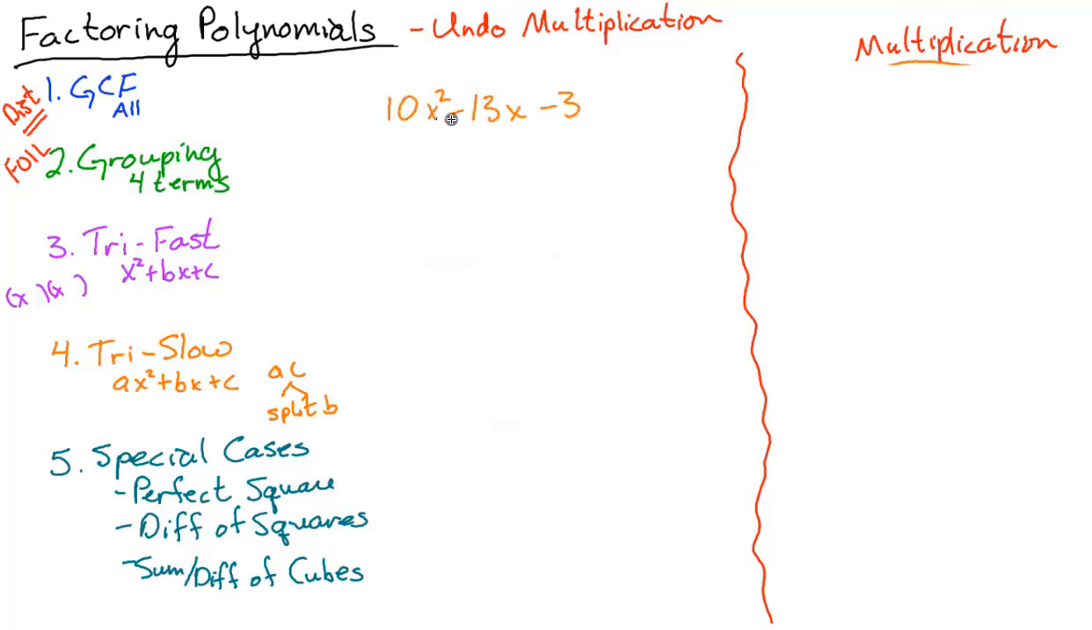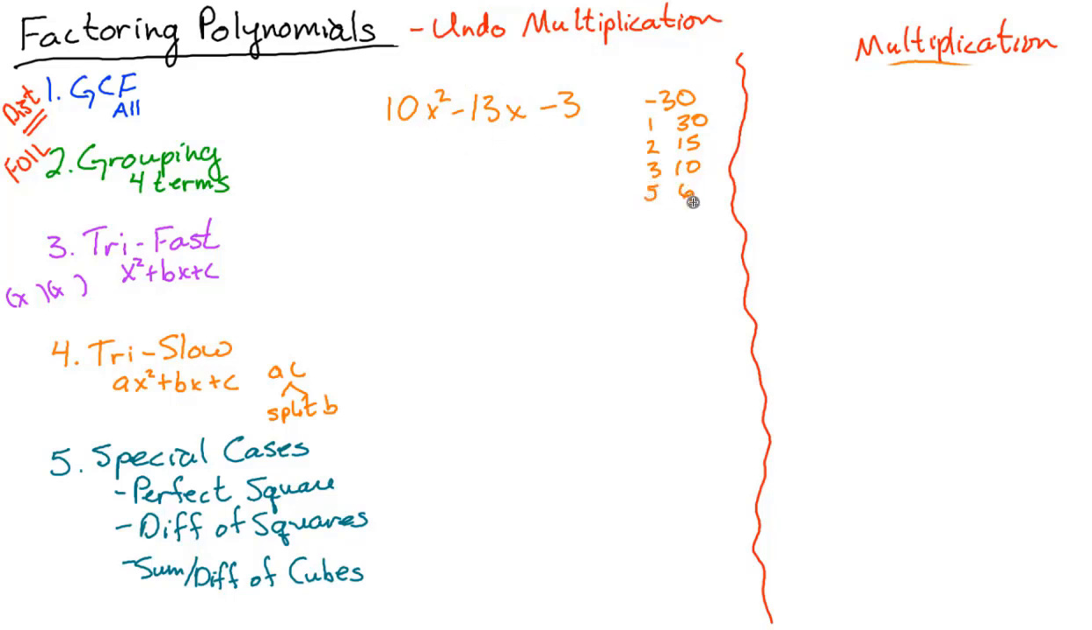And here we go, 10x squared minus 13x minus 3. So we have a leading coefficient that is larger than 1, and so we've got to take a times c, which gives us a negative 30. This is the number that we must multiply to in order to find what will split this negative 13. So that's a 1 and a 30, 2 and a 15, 3 and a 10, and many of you will stop right there and say, hey, look, we found it. Stop, stop, stop. 3 and a 10 add to 13.